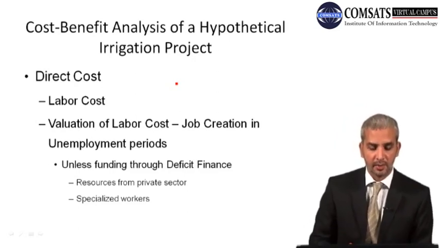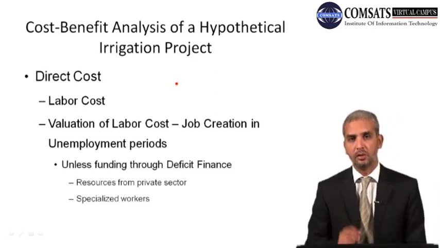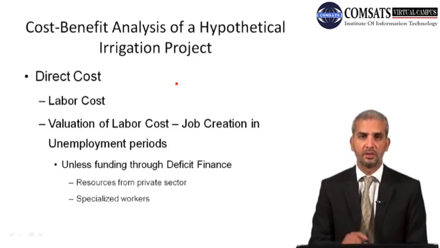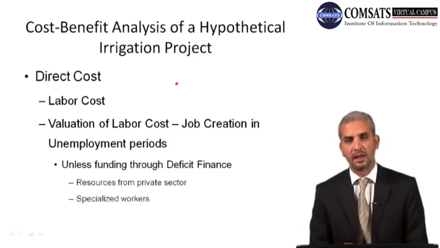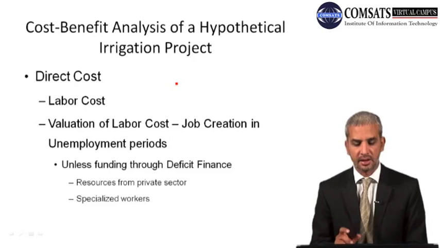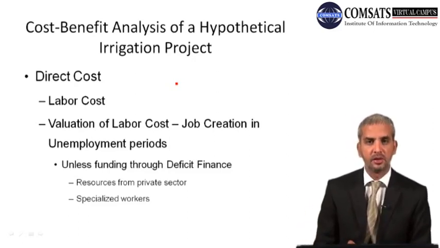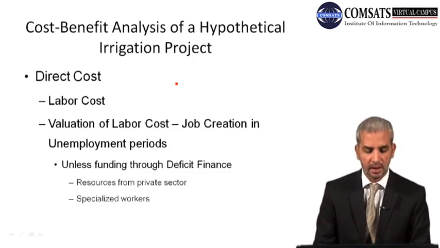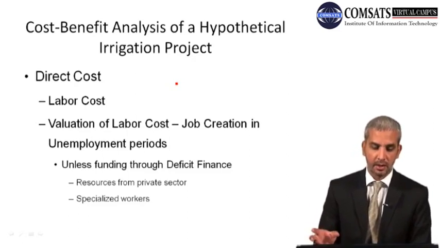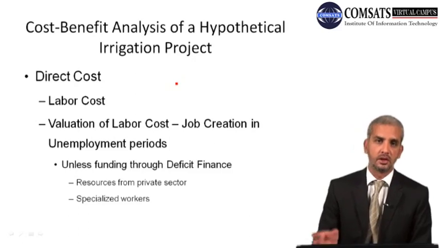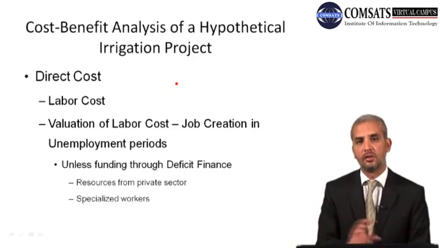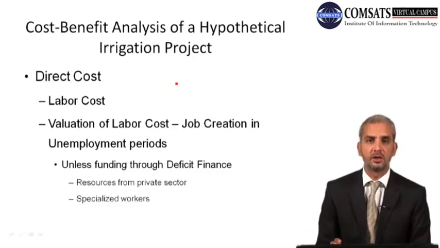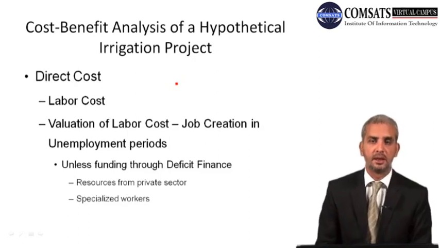But the point over here is that that argument might be faulty on two grounds. Number one is that unless the government has used deficit finance, funds from the private sector have not been extracted. Now if deficit finance is not used, then the government is using the resources from the private sector, and those funds have an opportunity cost. So it is not just creation of new jobs without any opportunity cost of those funds. So if there is an opportunity cost of those funds, labor cost should be incorporated in direct cost.